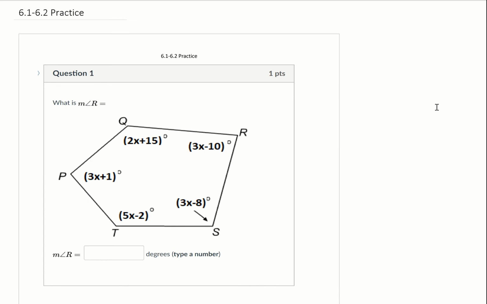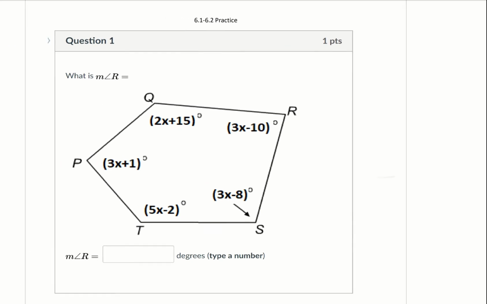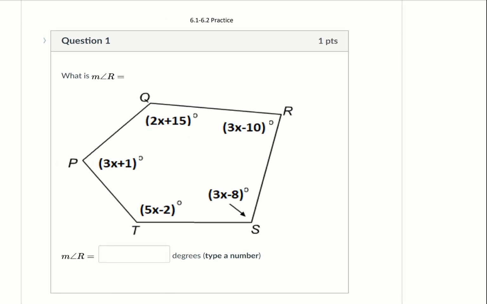So for the first question, this is a 6.1 type question where you have to add the interior angles in a polygon. Here we have what looks like a pentagon because of the 5 sides. So we know that for this pentagon, and it's a convex pentagon, which means that n equals 5, and we can use the rule for convex polygons for the total of the interior angles.